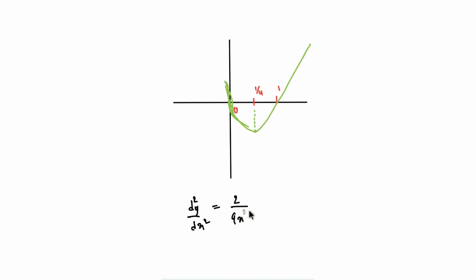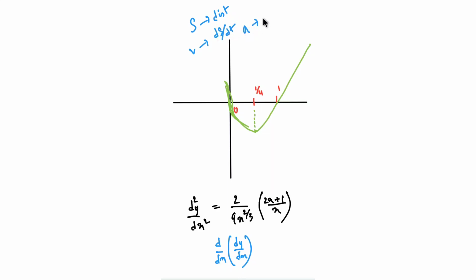That comes out to be 2 by 9 into x power 2 by 3 into (2x plus 1) by x. Okay, this is the d square y by dx square. So if you think practically, d square y by dx square is nothing but d by dx of dy by dx. In physics you say that s is distance or displacement, v is the change of displacement, that is ds by dt, and acceleration is the change of velocity, which is d by dt of ds by dt, isn't it?